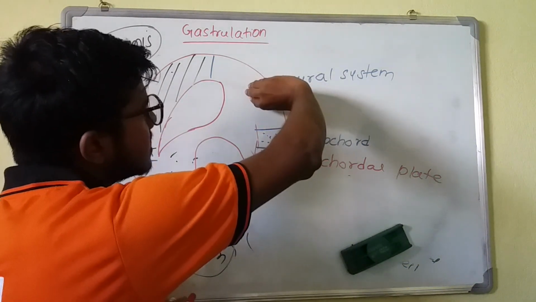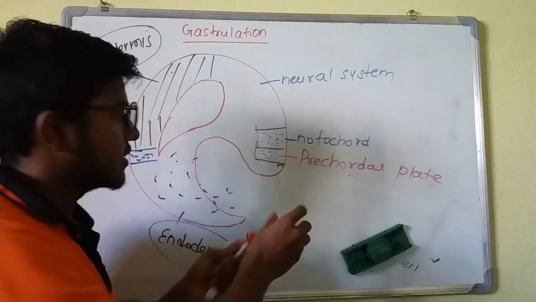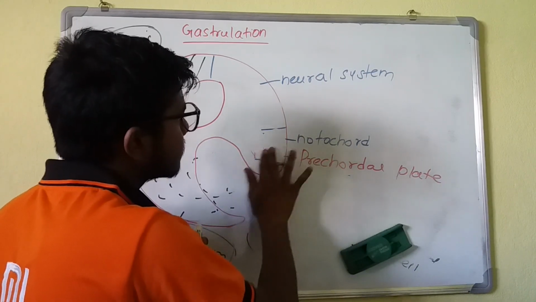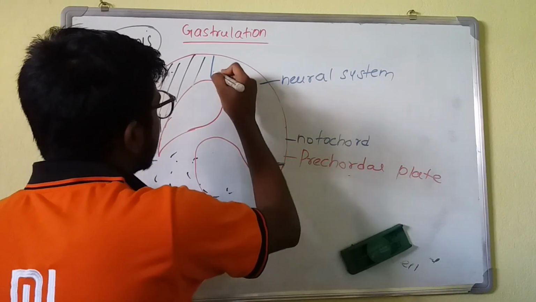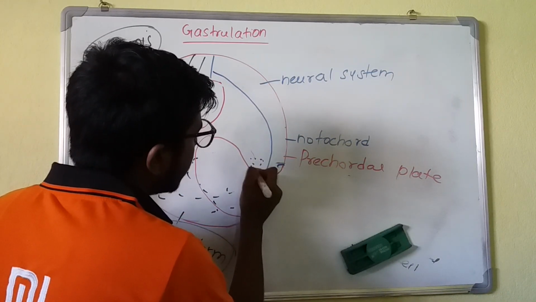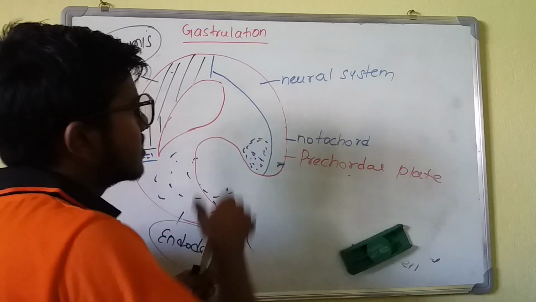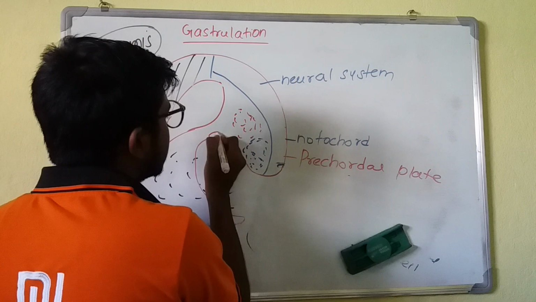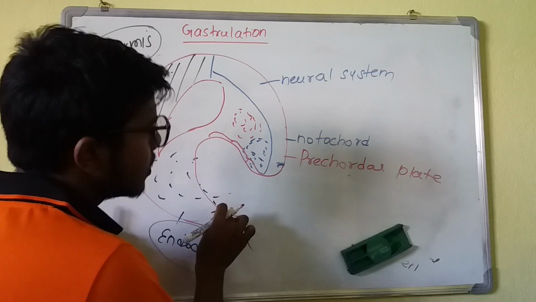At the same time, this mesoderm is also involuting. Involuting is rolling of cells into the interior. At the same time, the outer part is being taken up by the neural sheath or the neural system, like this. The notochord will be forming over here. This part is taken by the notochord, and this part is taken by the precaudal plate. And the inner lining is due to the blastoderm, that is the part of endoderm.